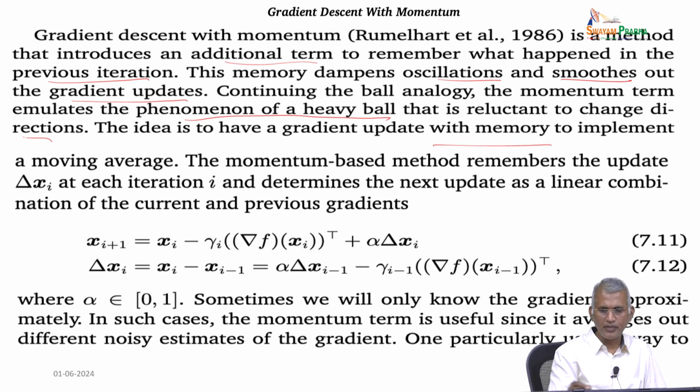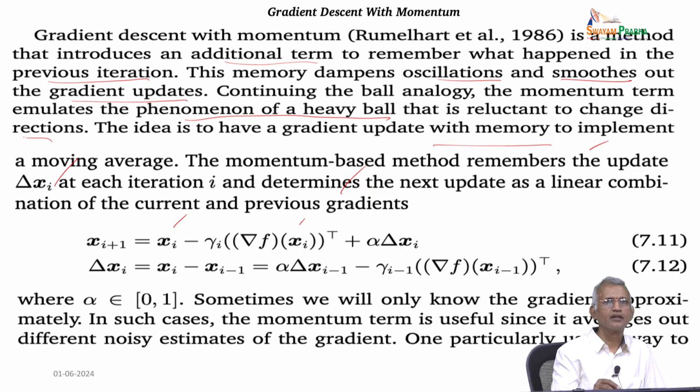So, the momentum-based method remembers the update delta xi at each iteration i, and determines the next update as a linear combination of the current and previous gradients. Based on the previous ideas, delta xi plus 1 equals xi minus nu i into delta f of xi the whole transpose, plus alpha delta xi.